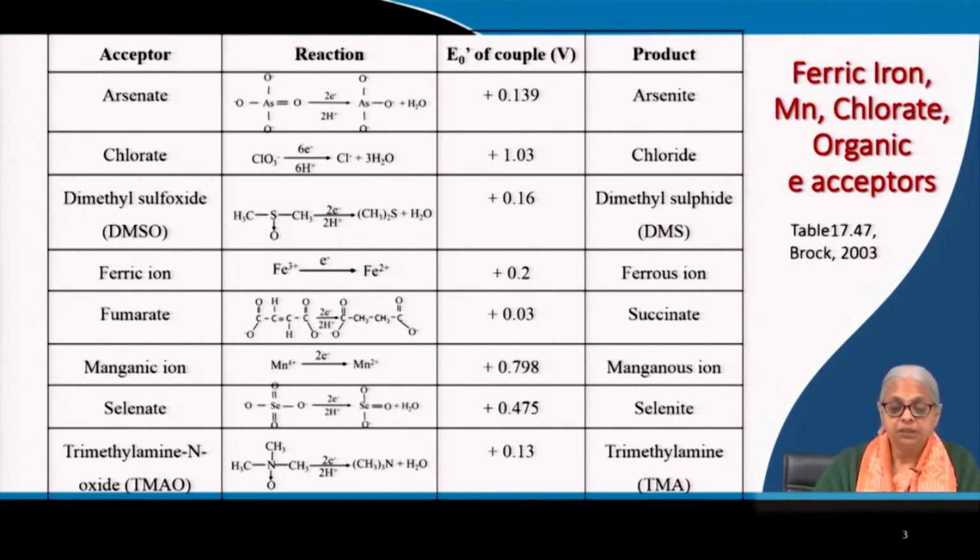Ferric iron, Fe3+, can be reduced to Fe2+, which happens under anaerobic conditions. Dimethyl sulfoxide, DMSO, can be converted to dimethyl sulfide, and arsenate can be converted to arsenite. TMAO, trimethylamine N-oxide, can be converted to trimethylamine. Fumarate can be converted to succinate.